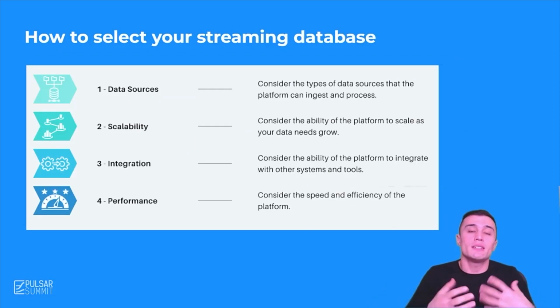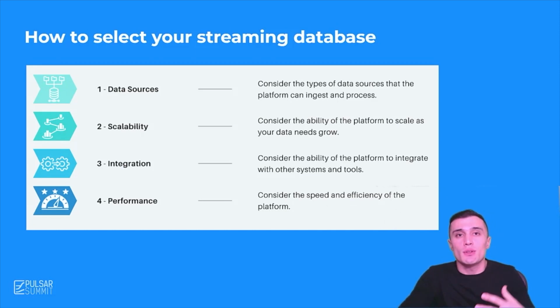To choose a streaming database for your use cases or infrastructure, there are some typical criteria you can follow. First of all, you should look at the data sources. What types of data sources can the platform ingest and process? Make sure that the platform can handle the data sources you need, like Kafka, maybe Redpanda, Pulsar, Google PubSub, mostly used as a source for stream services, and databases such as PostgreSQL and MySQL.